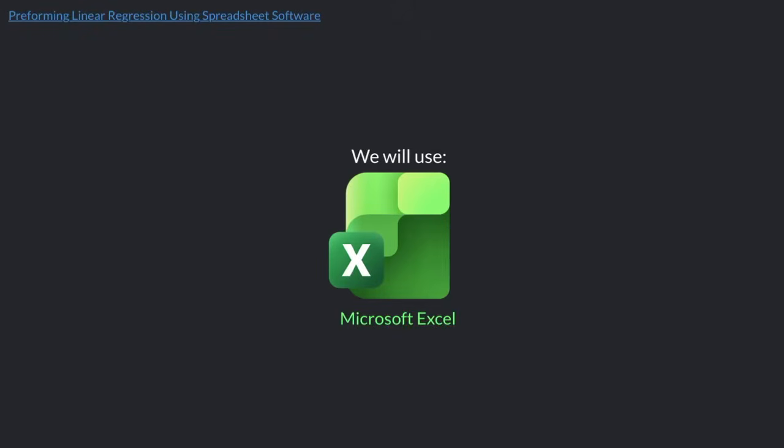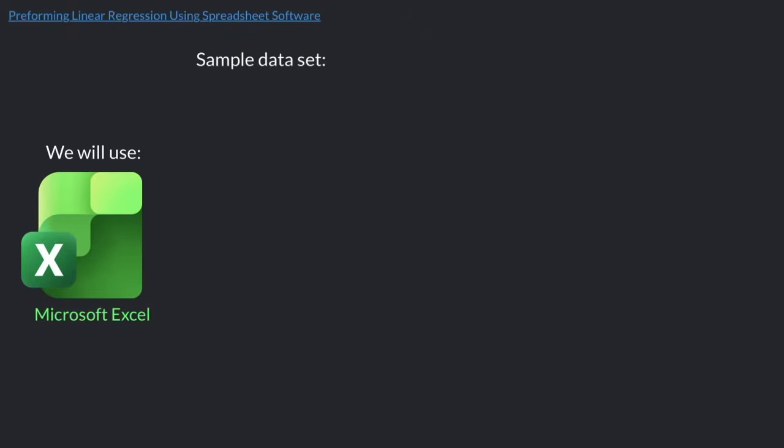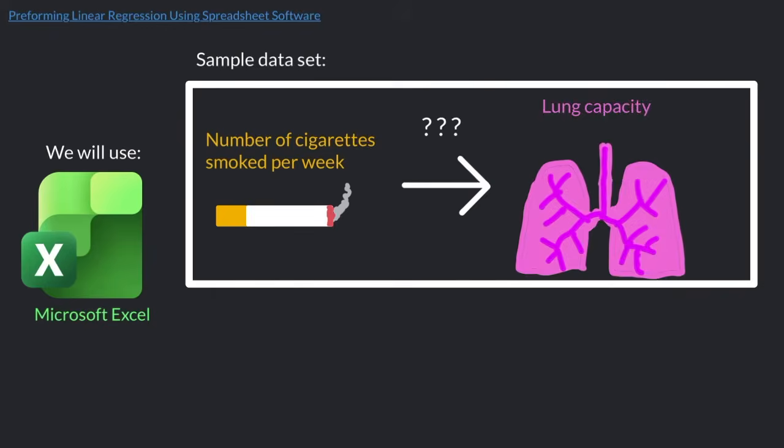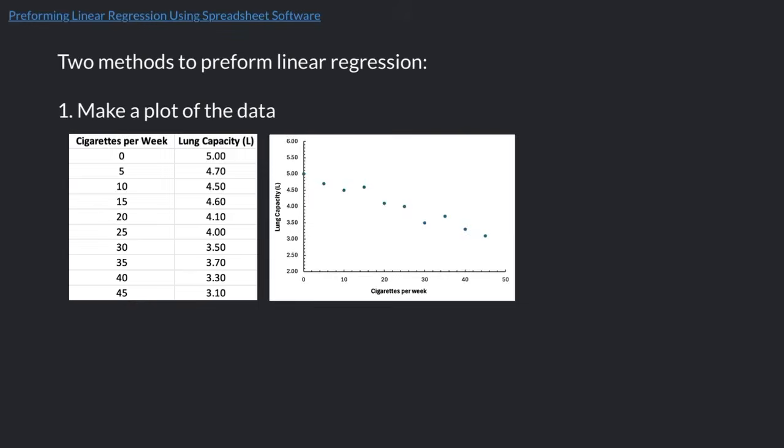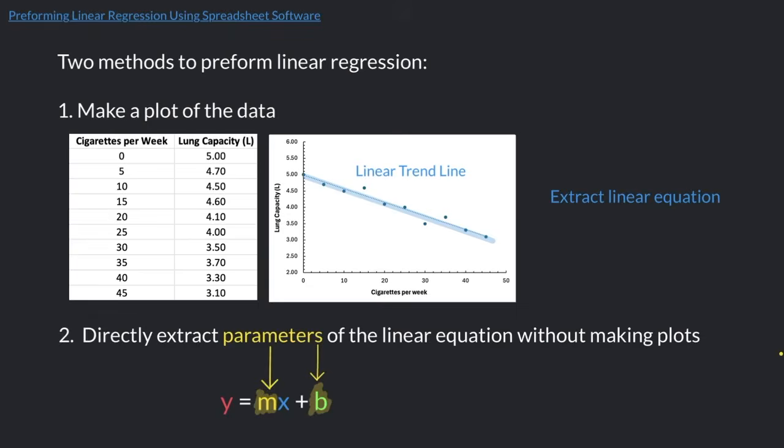In this demonstration, we will analyze data from a research study investigating how the number of cigarettes smoked per week affects lung capacity. The dataset is provided with the video, and we encourage you to follow along by performing the linear regression on your own device as we walk through each step in the video. We will demonstrate two methods to perform linear regression. For the first method, we will first make a plot of the data and then add the linear trend line to extract the equation. For the second method, we will directly extract parameters of the linear equation without making plots.